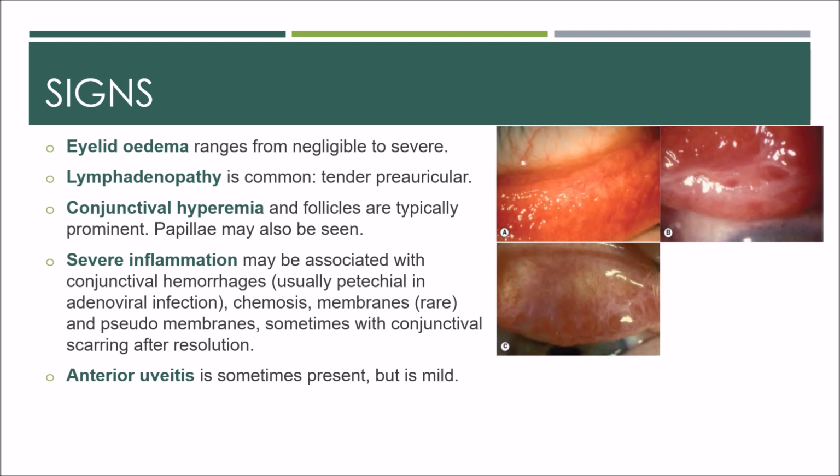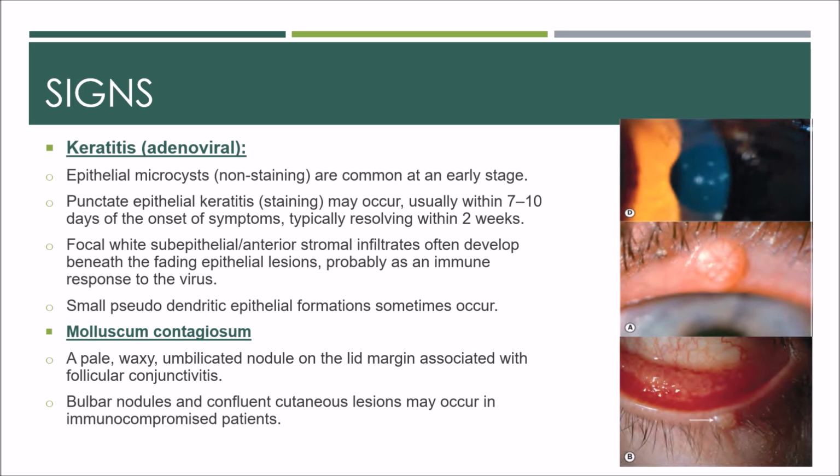Anterior uveitis is sometimes present, but it is mild. Now, keratitis is one of the debilitating signs, which might present as epithelial microcysts which do not stain at an early stage in cases of adenovirus.